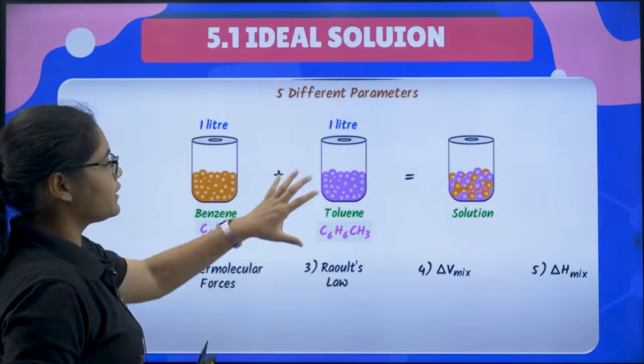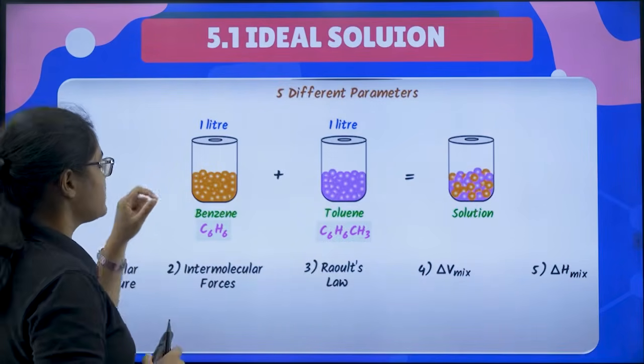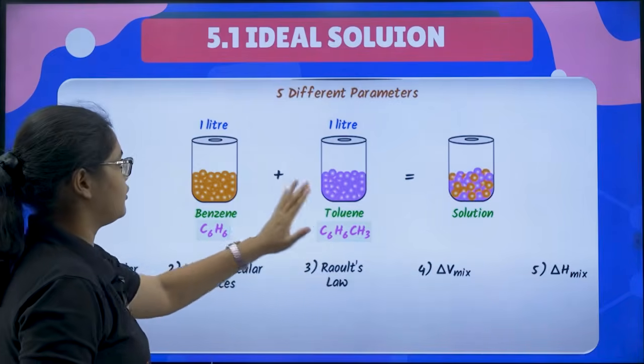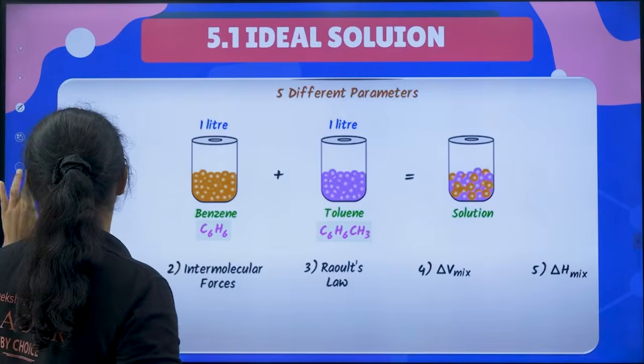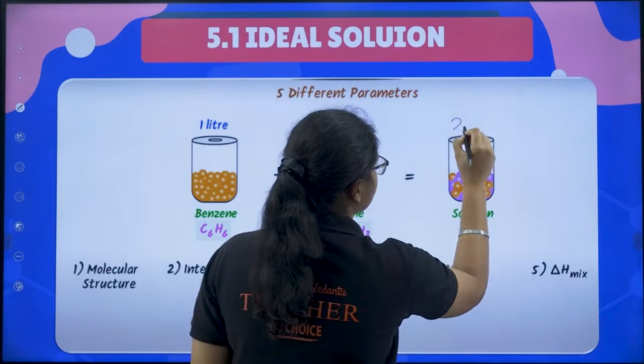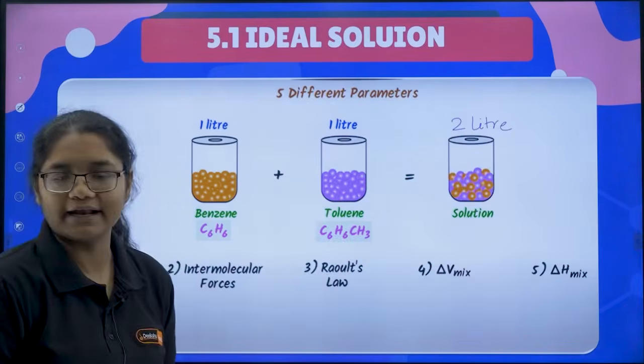So now we are going to talk about the 5 different parameters of ideal solutions. Examples are benzene and toluene. You are mixing benzene and toluene, 1 liter, 1 liter. So what will happen when you mix them? This will become 2 liter. Okay, 2 liter we will get here.